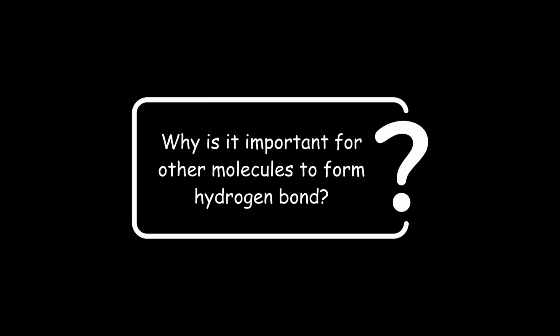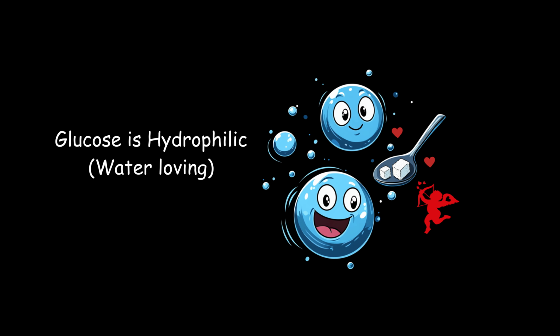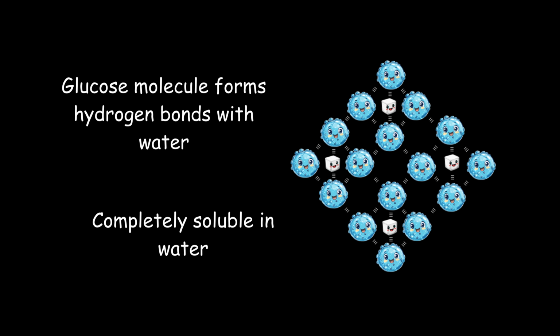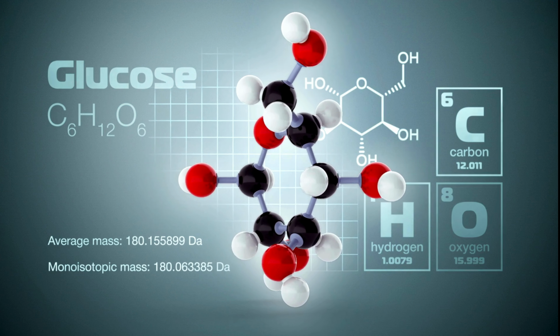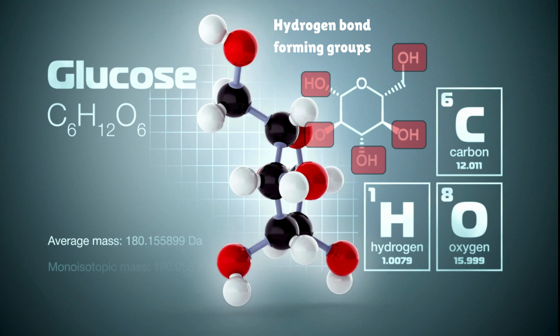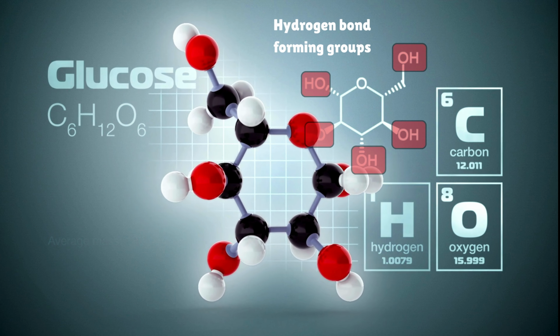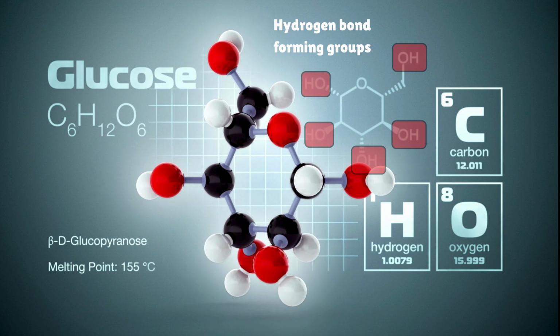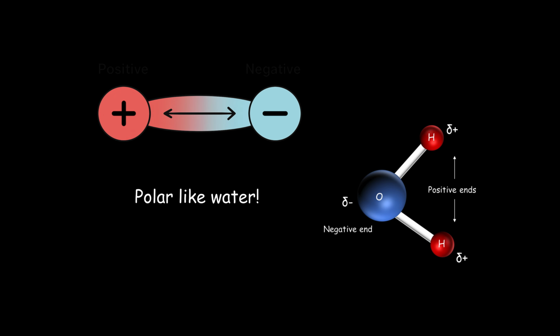So we are entering the final segment of our video with a question. Why is it important for other molecules to form hydrogen bonds? This is a very important question because the ability of other molecules to form hydrogen bonds makes them soluble in water even if they are uncharged. It means if a molecule can form hydrogen bond, regardless of it being an uncharged molecule, it can be soluble in water. We call these molecules polar because they have positive charge on one side and negative charge on the other.